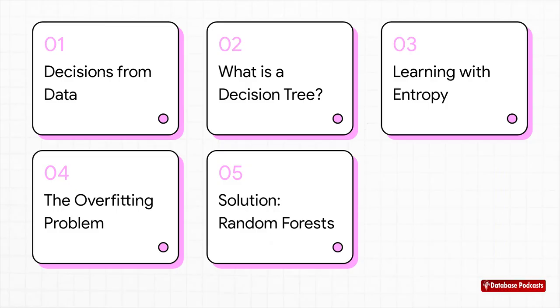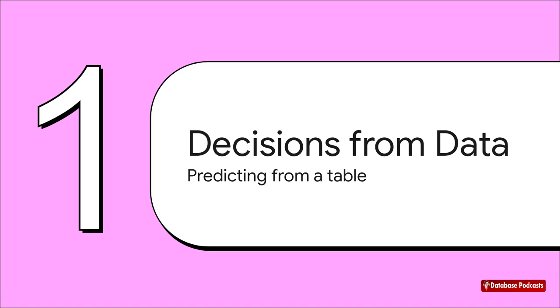All right, so here's our game plan. We're going to start with the basics, making decisions from data. Then we'll get right into what a decision tree actually is. From there, we'll look at how these trees learn, which involves a really neat concept called entropy. After that, we'll tackle a major hiccup called the overfitting problem, and wrap up with a really clever solution, random forests.